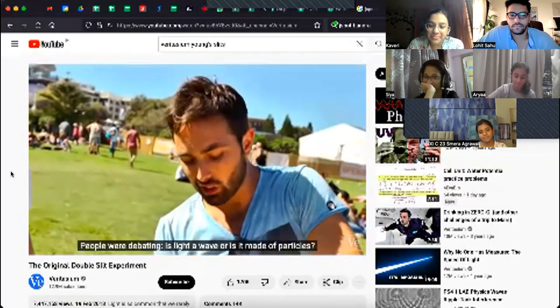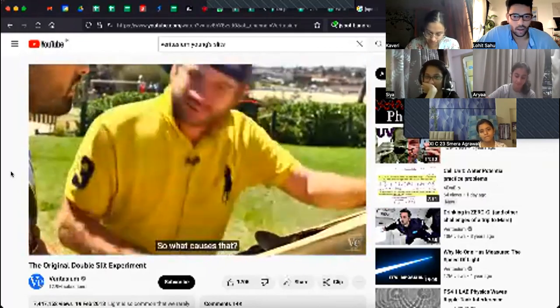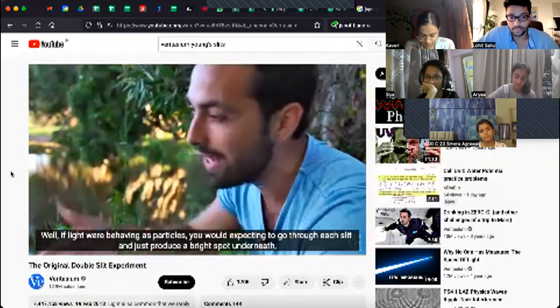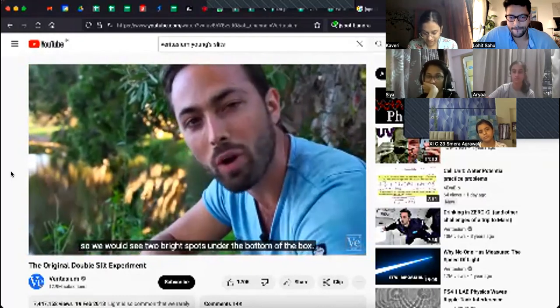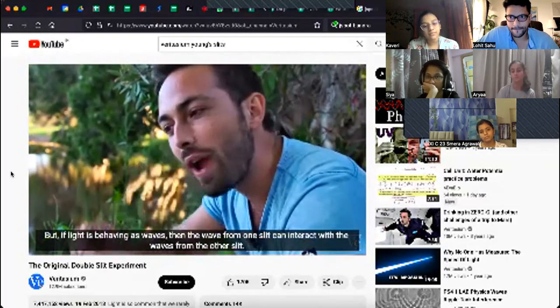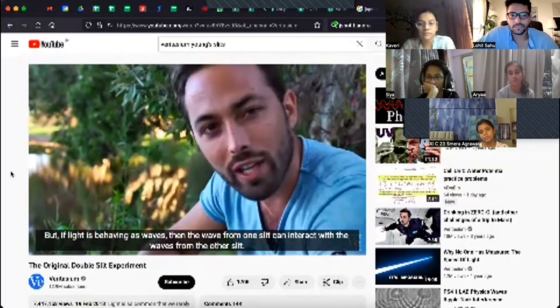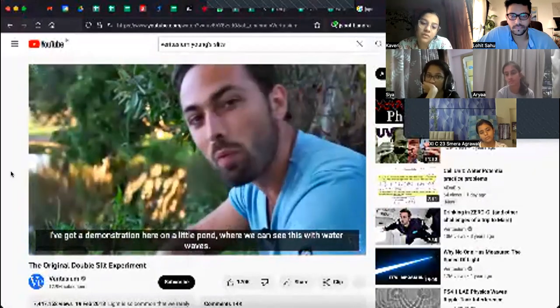People were debating, is light a wave or is it made of particles? So what causes that? Well, if light were behaving as particles, you would expect them to go through each slit and just produce a bright spot underneath. So we would see two bright spots on the bottom of the box. But if light's behaving as waves, then the wave from one slit can interact with the waves from the other slit. I've got a demonstration here on a little pond where we can see this with water waves.